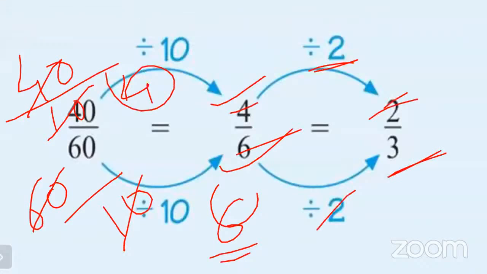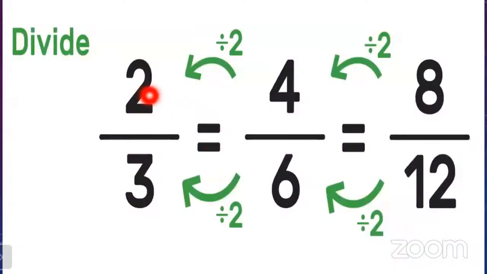So what does it mean? 40 upon 60 is equal to 4 upon 6 and is equal to 2 upon 3. All these fractions we obtain by dividing the numerator as well as the denominator by the same non-zero number, and we get an equivalent fraction. Okay, look here, 2 is divided by 2.